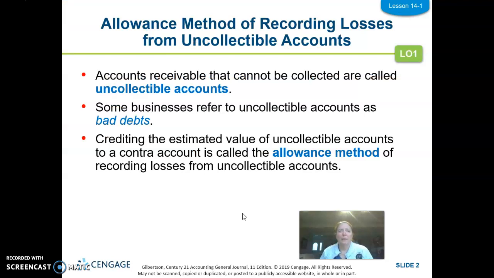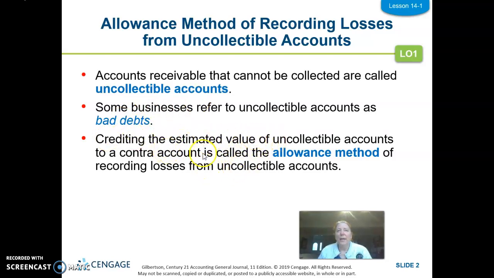So let's talk about a few overall things first. Let's start with the obvious, which is accounts that can't be collected are called uncollectible accounts because, again, we're not very creative as accountants, so we call it uncollectible. And you'll hear it called bad debts a lot. So either uncollectible accounts or bad debts.